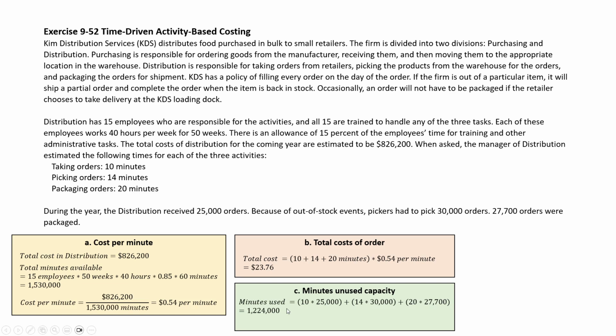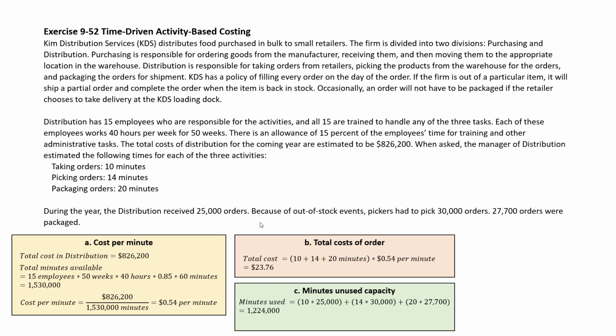So we'll take a look at first what minutes are being used. So I'll look at, it takes 10 minutes to take an order. How many orders do I take? 25,000, so I'll multiply that. Add to that it typically takes 14 minutes to pick an order, so I'll multiply that times, they indicate that there's 30,000 orders picked. And then add to that the fact that it takes 20 minutes to package an order. And they also tell us how many orders are packaged, 27,700. I'll multiply that out and say we actually used 1,224,000 minutes.